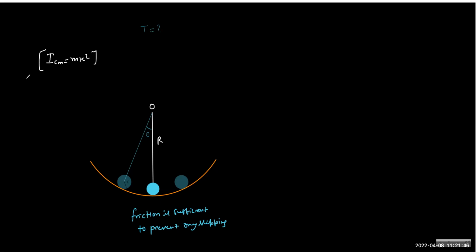So I got the time period T equal to 2 pi under root of (k square plus R square) by g R. Which R, small or capital R? Capital R.